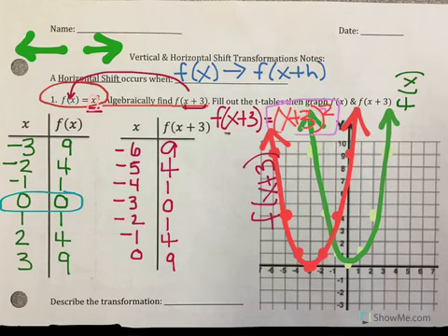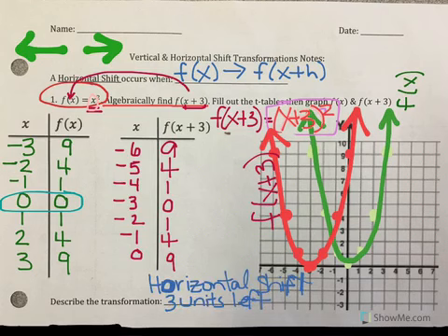Now, to describe the transformation, well, we know that it's a horizontal shift. So the question is, did it move left or right, and how many units exactly did it move? Since f of x is our original graph, we can see that f of x plus 3 shifted our graph 3 units to the left. So on that line, to describe the transformation again, you can write that it's a horizontal shift 3 units to the left.